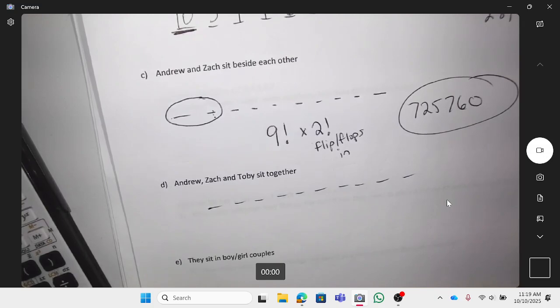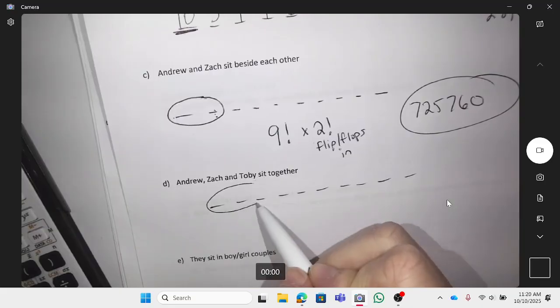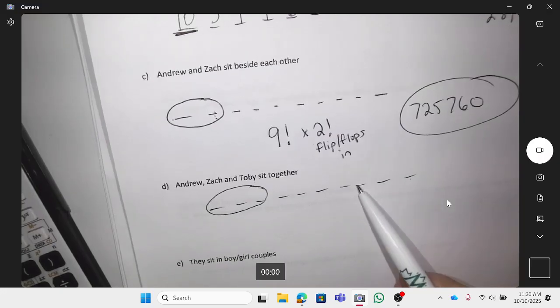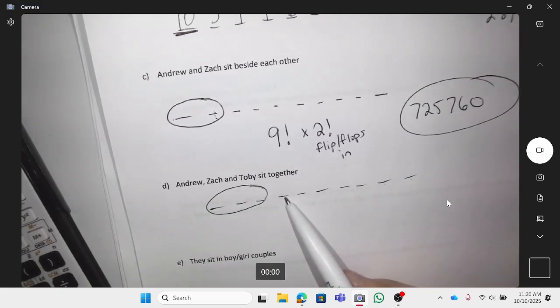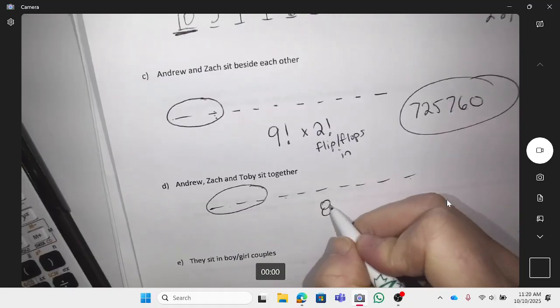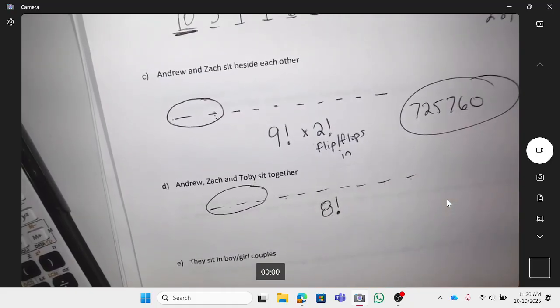Okay, now we got 3 buddies that want to sit together. Andrew, Zach, and Toby all want to sit together. So when I place the 3 of them somewhere different in the moving positions, they have to be moving together. So I'm treating them like one object now. So how many objects am I moving around? So 1, 2, 3, 4, 5, 6, 7 individuals plus 1 group makes 8 objects that you can move around.